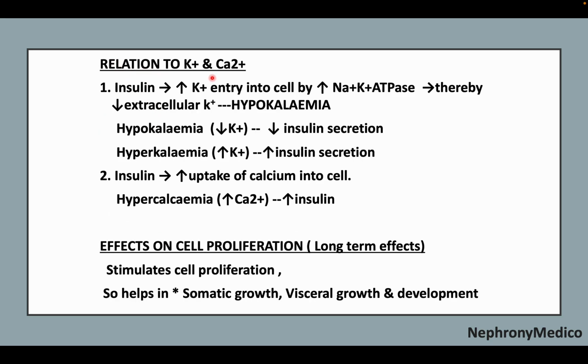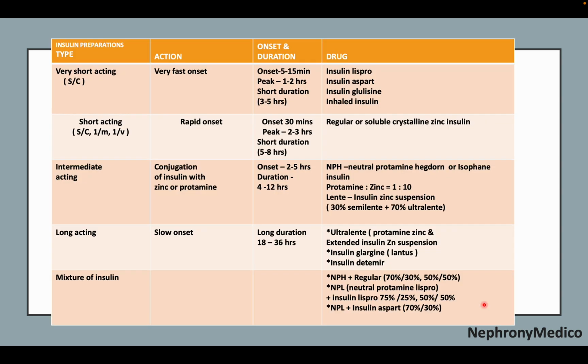Now, relation to potassium and calcium. Insulin causes increased potassium entry into the cell by sodium potassium ATPase and reduces extracellular potassium, leading to hypokalemia. Insulin increases the uptake of calcium into the cell, so hypercalcemia causes an increase in insulin. Effects on cell proliferation: it stimulates cell proliferation and so helps in somatic growth, cellular growth, and development.